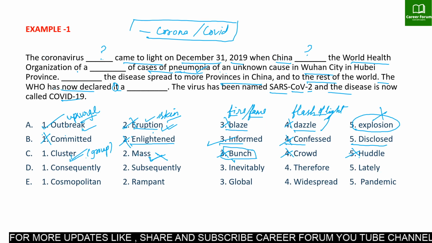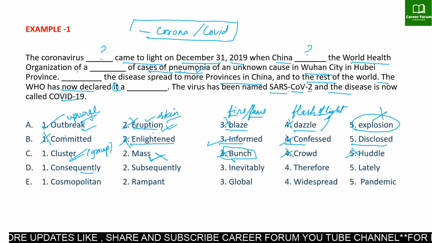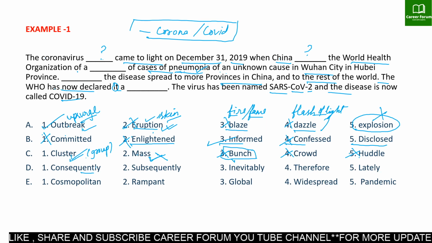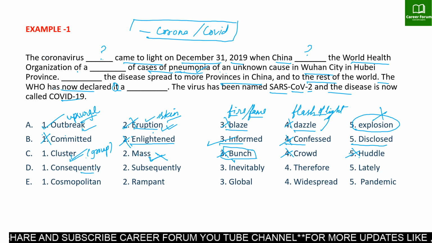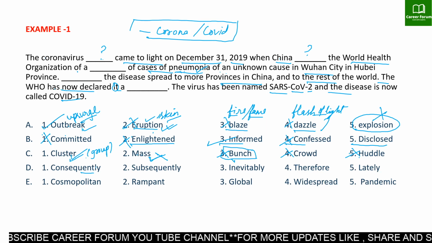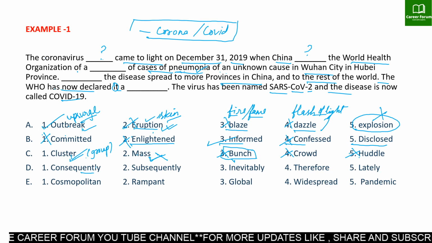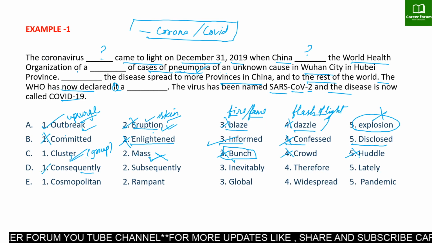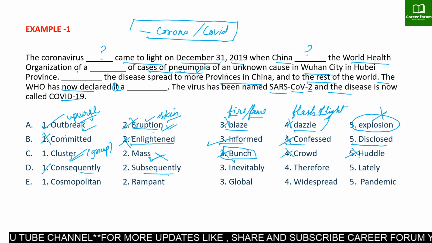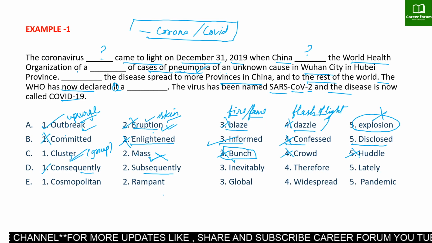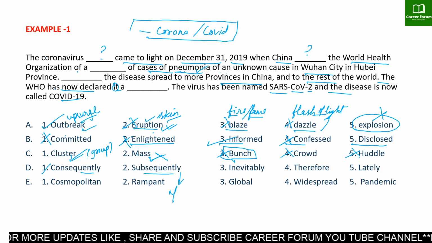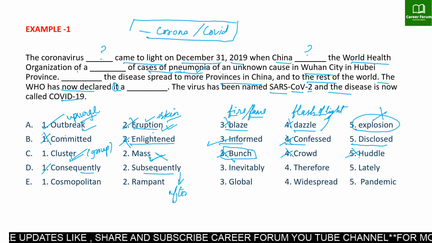So this sentence talks about the afterward effects of the coronavirus. If we look at the options, the first is consequently. Consequently means as a result of something. Here it is talking about an afterward effect, not any result. So we can't consider consequently. Okay. Subsequently means afterward.